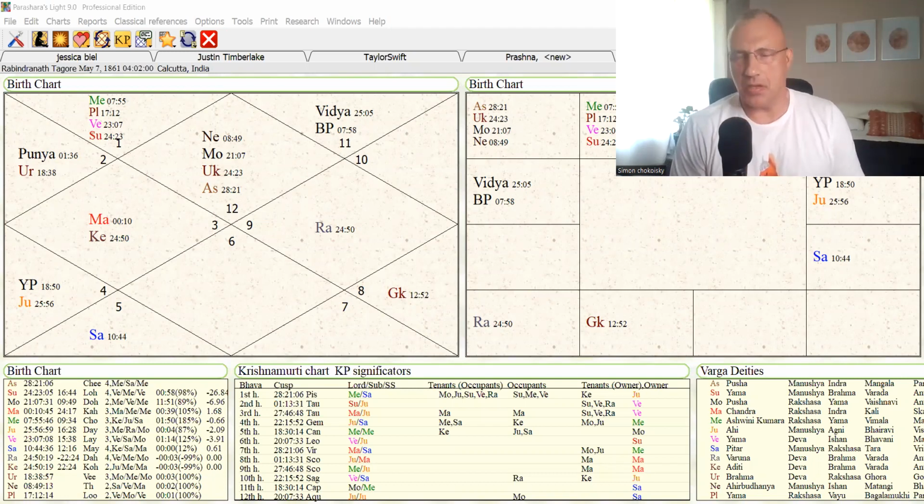Can you name 5 differences between Vedic astrology and tropical Western astrology?